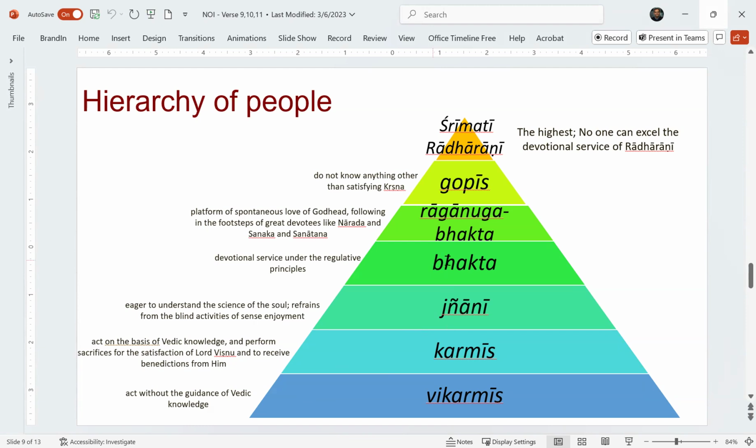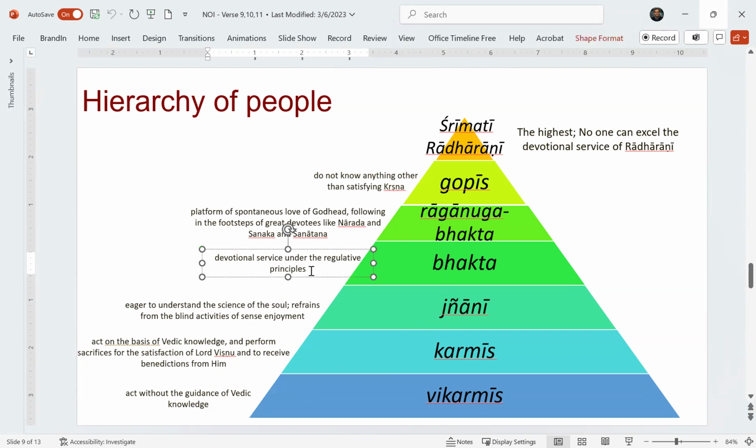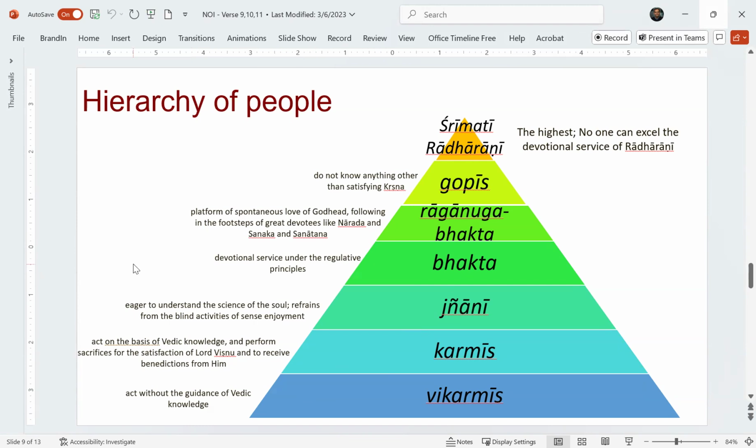Then come devotees who are acting under regulative principles. That's like neophyte devotees. Then there are devotees who are very spontaneous in their devotion. That's Raganuga Bhakti. And above them are the gopis, who don't do anything other than satisfying Krishna. And then the topmost is Radharani, and no one can excel Radharani. So that's the hierarchy that's being talked about here.